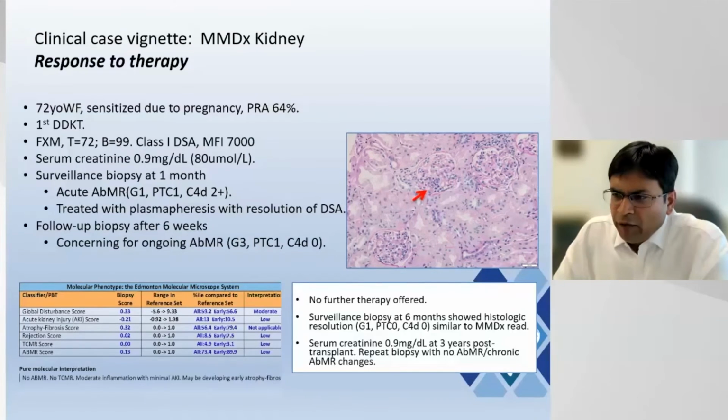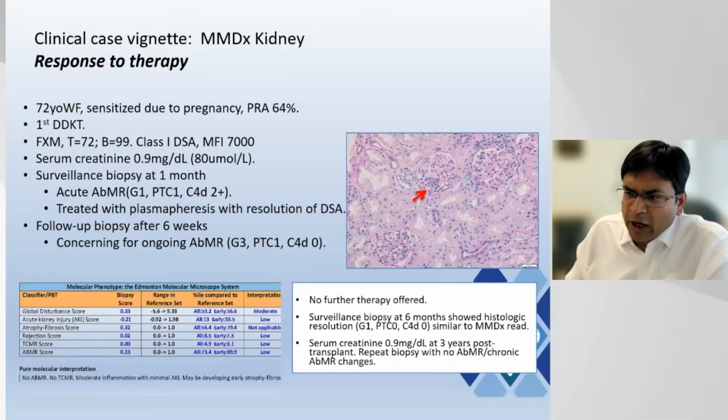So these vignettes offer you a snapshot of how complementing histology with MMDx can help you with avoiding overtreatment, as well as picking up rejection which was false negative, possibly on histology. So how does it play out with regards to costs?